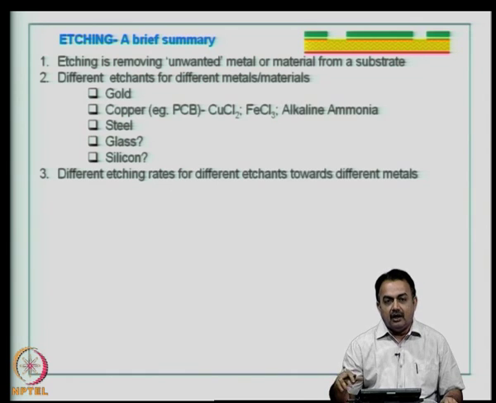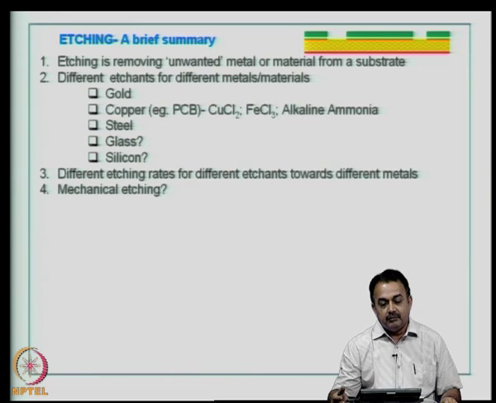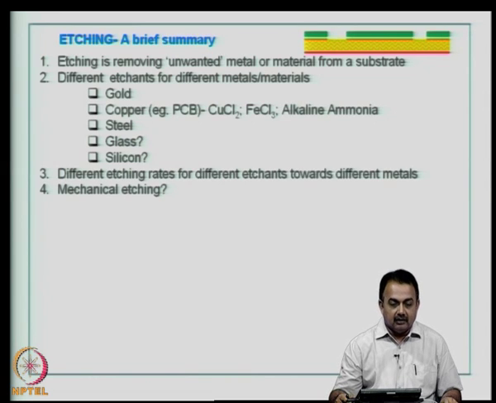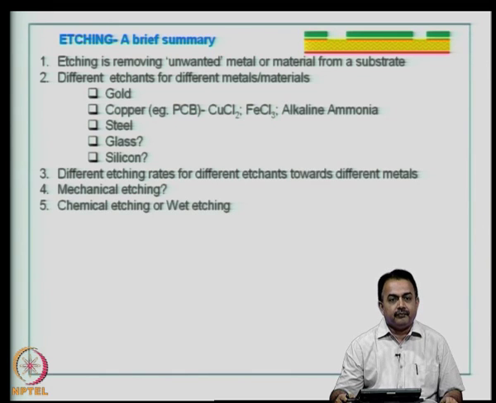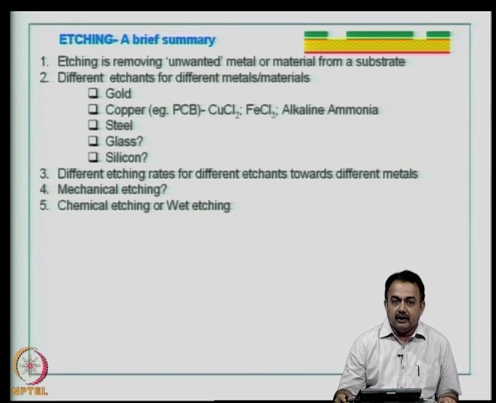So, constant agitation, continuous air supply, time, temperature are the key factors for a good etching process. Mechanical etching is basically mechanical milling, using a milling machine. Chemical etching or wet etching is always a question of debate, but people are more inclined to wet etching in the printed circuit board industry because the volumes are very large and you require a faster rate.